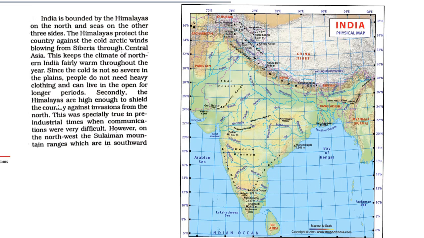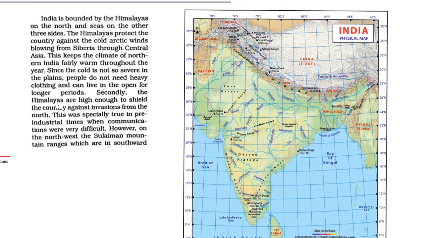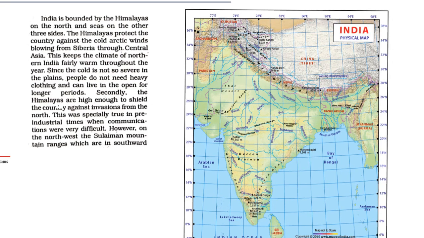So in the northern part we see the great Himalayas, right. They do two jobs. One is that they protect our country from the East Siberian cold winds, so they play an important role in our climate by keeping it warm compared to the other countries.